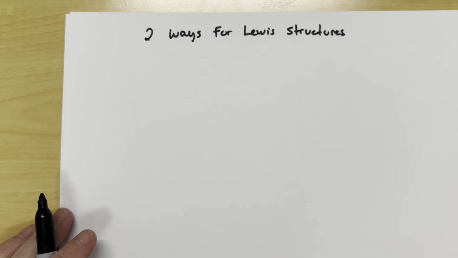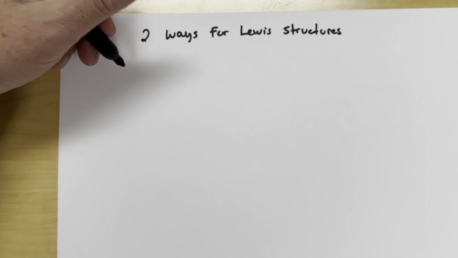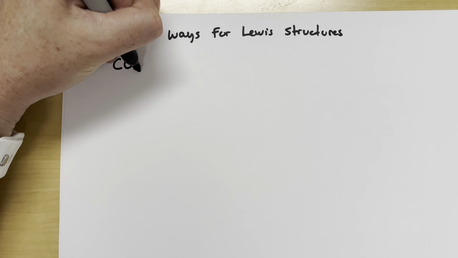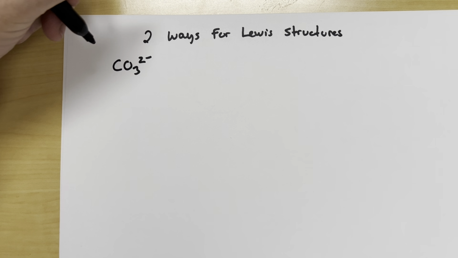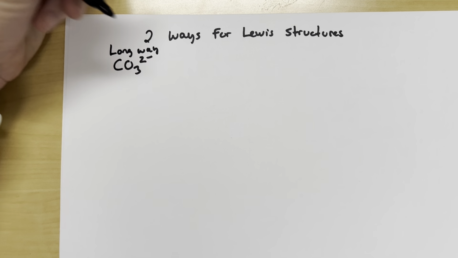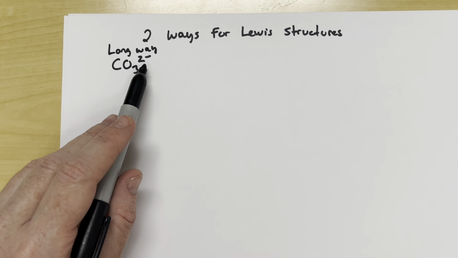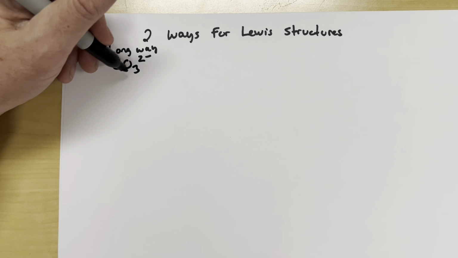The first way is, let's look at carbonate. The first way, let's call it the long way. It's just the long way. So in order to do this, the first thing we do is we add up the valence electrons.